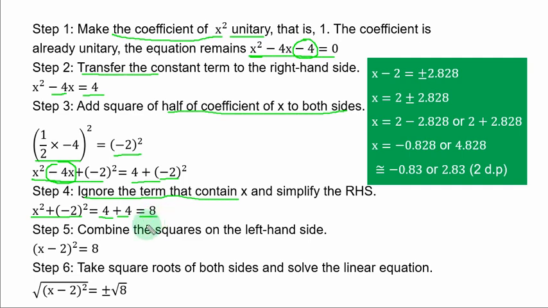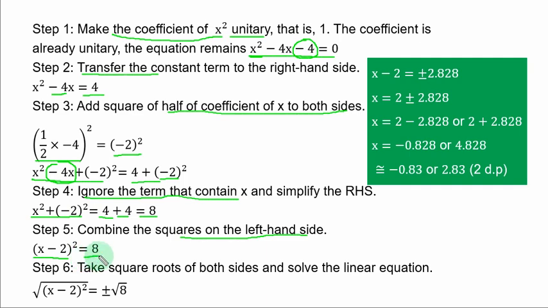Step 5. Combine the squares on the left hand side. These two, s squared and this square, you combine them. It's a form of factorial with power 2. If you do that, you have (s - 2) all squared equal to 8.